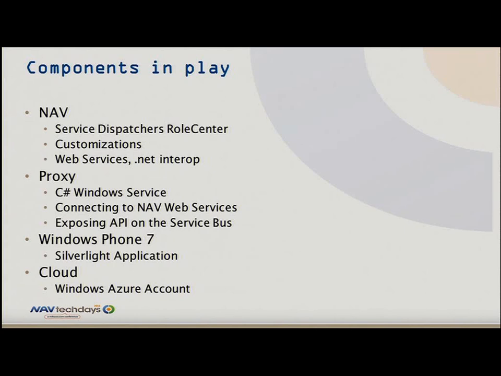The components that have been created here are some customizations in NAV. There's a proxy that exposes an endpoint on the service bus. It's written in C#. It's a standard Windows service. There's a Silverlight application on the phone, and there's an Azure account for doing the service bus communication and the Azure storage for the image and stuff like that.